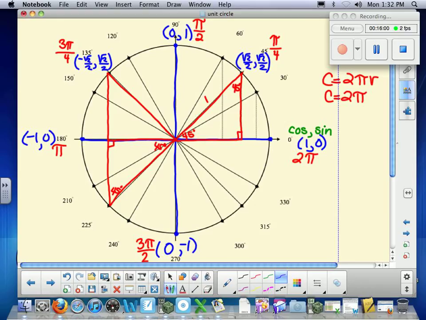What will this point be for 225 degrees? They're both going to be negative, and they're both still the square root of 2 over 2. I'm going to go left, and I'm going to go down.